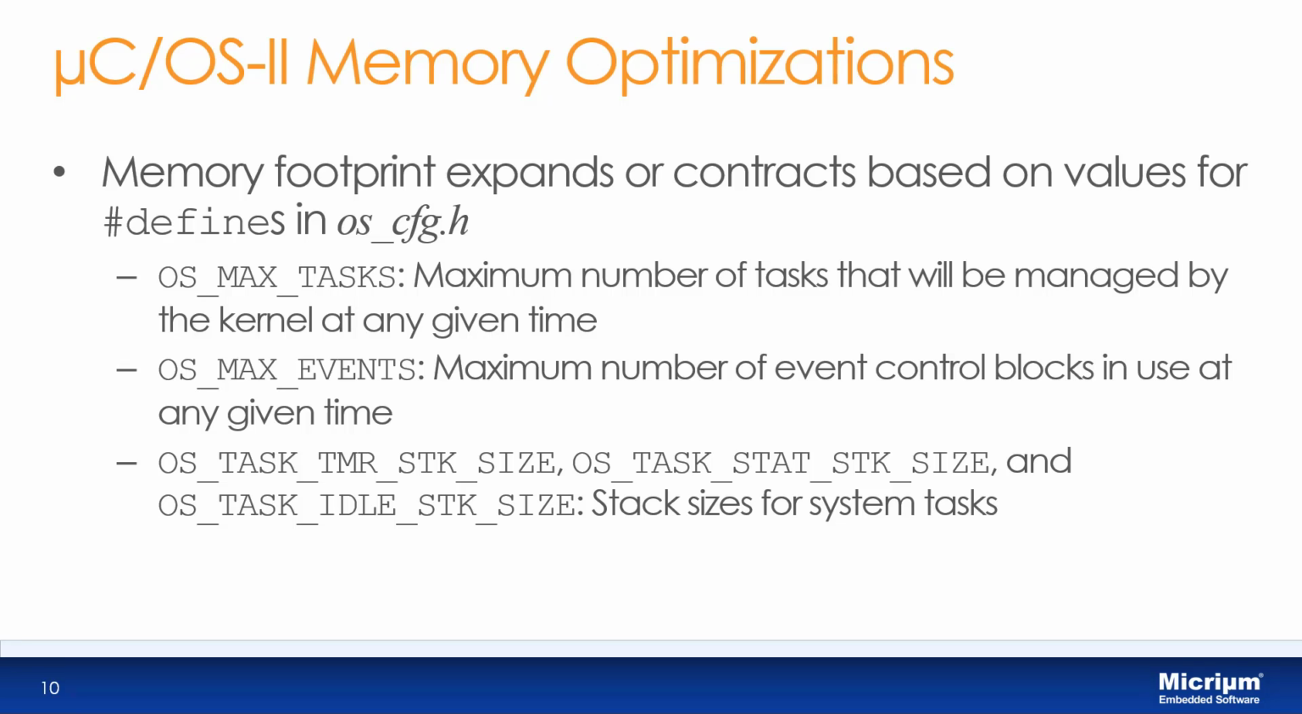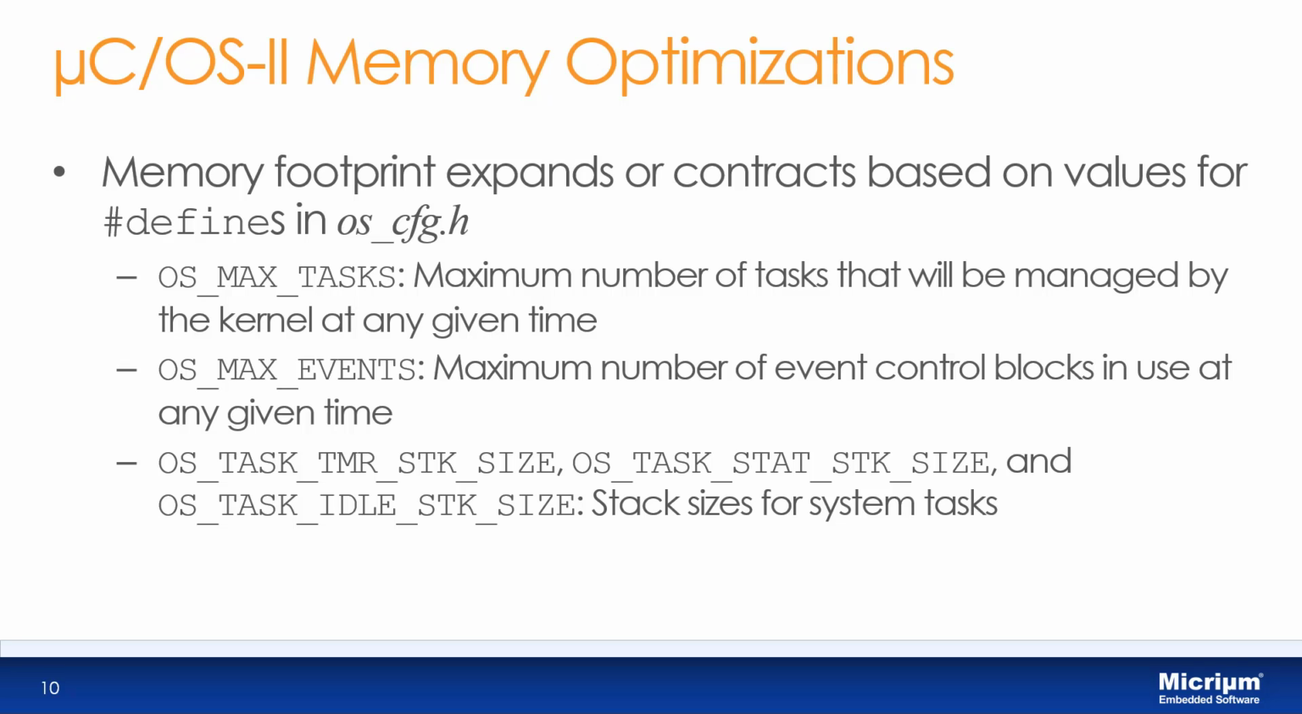Both kernels are highly configurable, with pound defines available to expand or scale back the implementation of any service. The next couple of slides highlight the configuration constants that have the most significant impact on memory footprint, and in particular, RAM usage. The pound defines seen here correspond to MicroCOS2, and are typically contained in the configuration file osconfig.h.